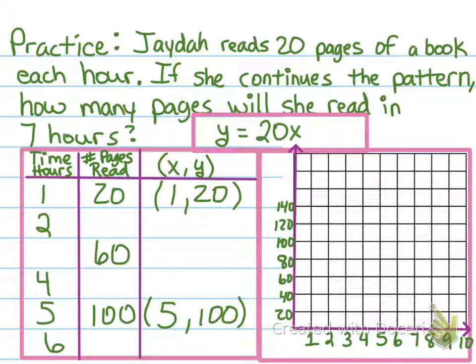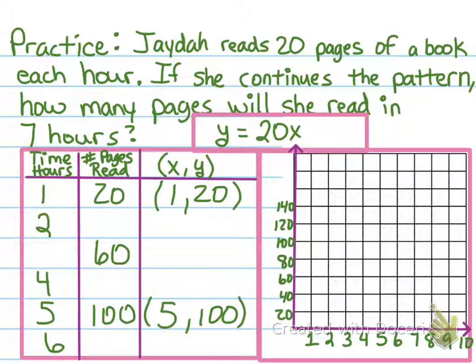Jada reads 20 pages of a book each hour. If she continues the pattern, how many pages will she read in 7 hours? You can see that I've come up with an equation here. Y equals 20x. X represents the number of hours that she is reading. She's reading 20 pages per hour, so I'd have to multiply the hours by 20 to see how many total pages she had read. The number of pages read would be my Y value.